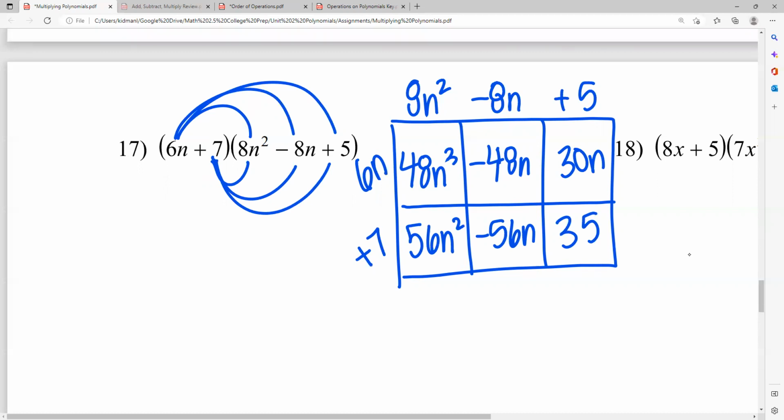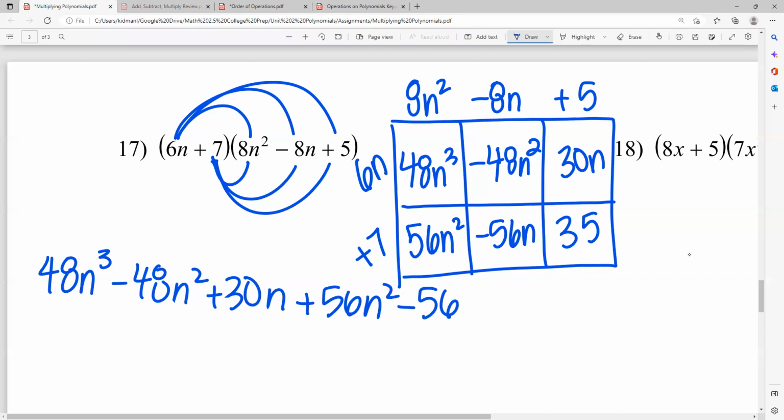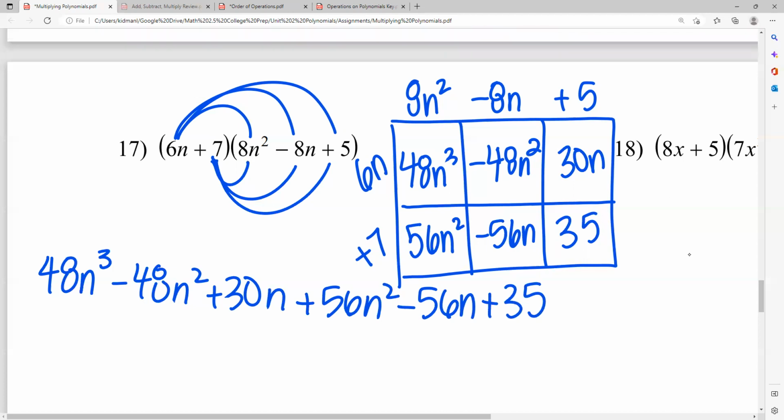So as you multiply it with the little rainbows or with the box, regardless of how you do it, you should end up with 48n to the third minus 48n squared. Sorry, this one up here should be an n squared. Plus 30n plus 56n squared minus 56n plus 35. Now, maybe you're good at the mental math. I definitely pulled out a calculator to figure these things out.